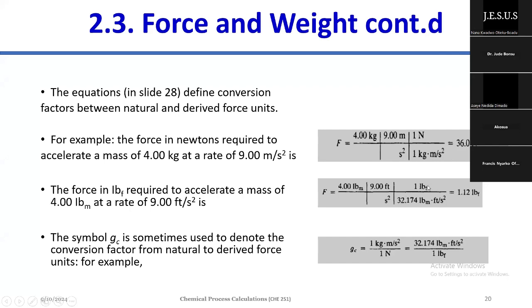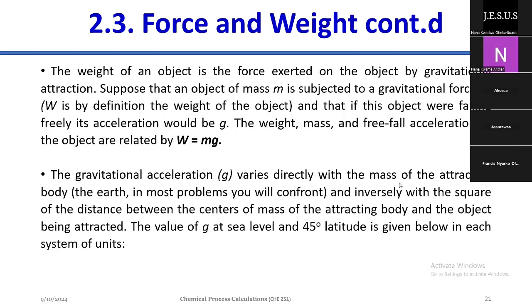1 pound force is equivalent to 32.174 pound mass feet per second squared. The per second squared here can come to the top here, to eliminate this second squared. And then the pound mass will eliminate this pound mass. And then our feet can also eliminate this feet. And then we end up getting our unit as pound force. Right? And that will give us 1.12 pound force. That's all about the force and then the weight.